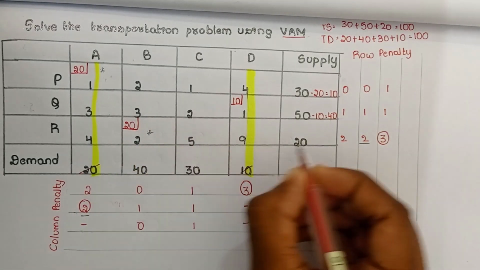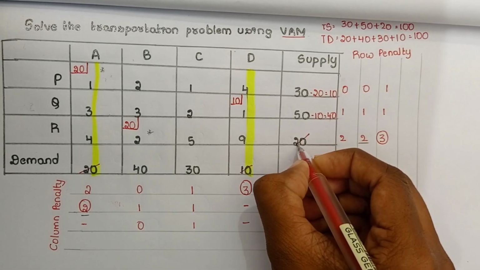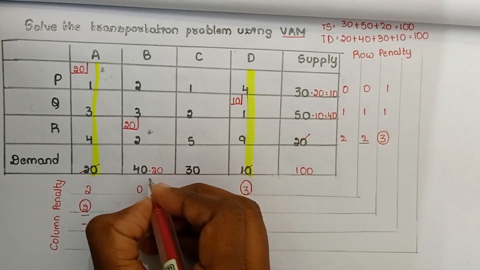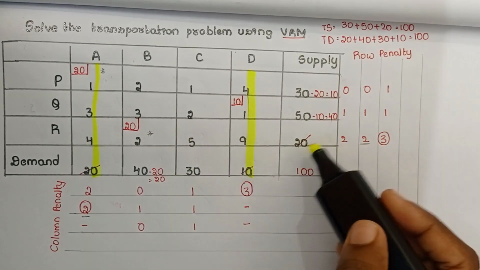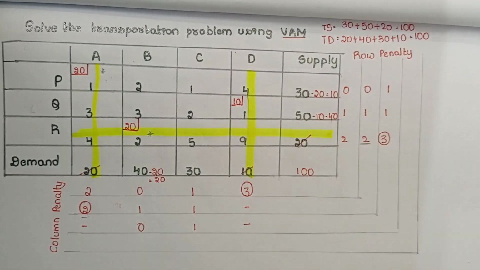So as I have given everything in this row, I will just strike off this and I have to deduct that 20 from 40. So 40 minus 20 is 20. As I have given everything in this row, I will just strike off this particular row. Okay, same, we have to repeat the same step again.